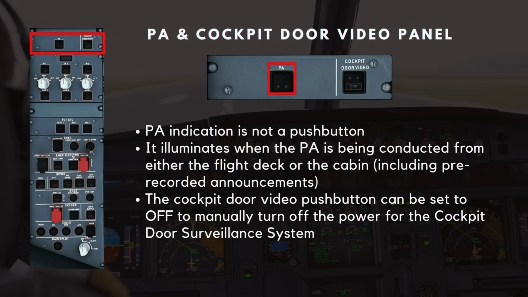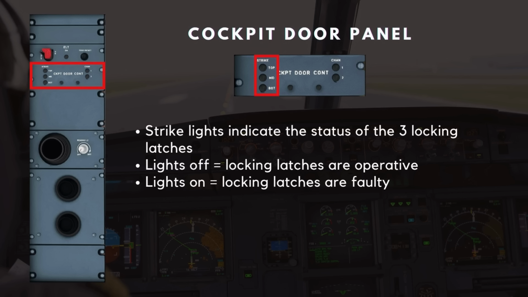Above the ADIRS panel is the PA and cockpit door video panel. The PA indication is not a push button. It illuminates when the PA is being conducted from either the flight deck or the cabin, including pre-recorded announcements. The cockpit door video push button can be set to off to manually turn off the power for the cockpit door surveillance system.